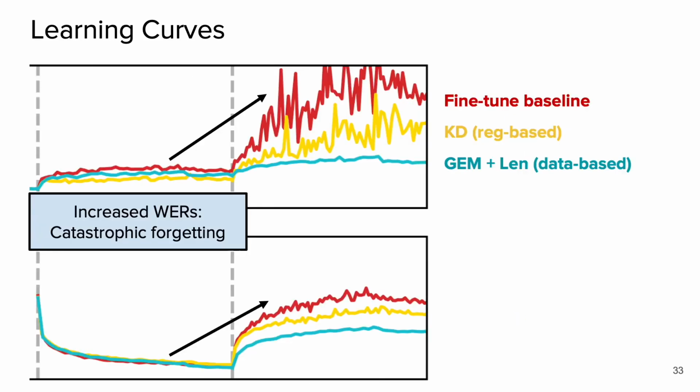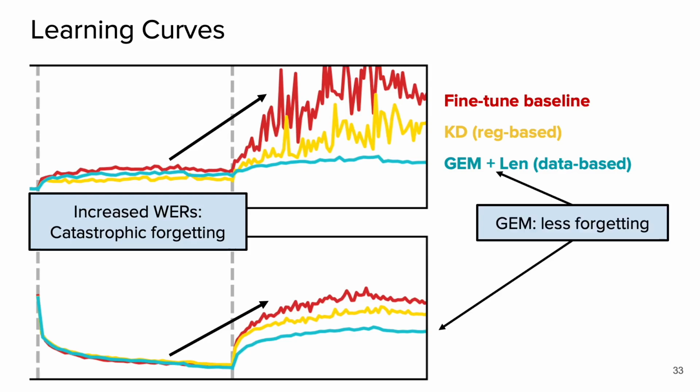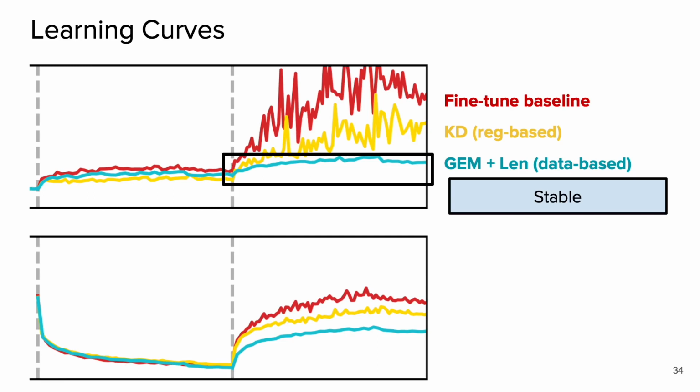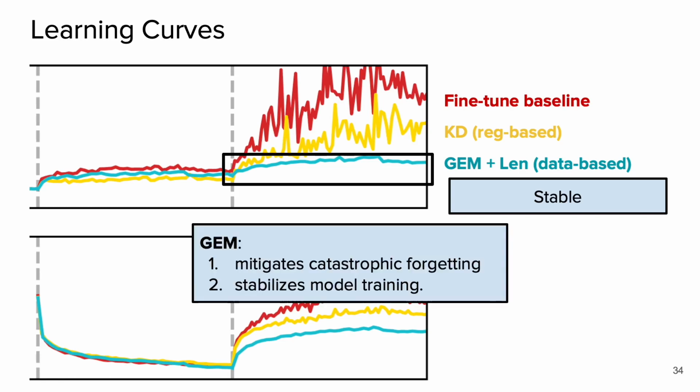First, the increased word error rates indicate severe catastrophic forgetting occurred when using fine-tuning and knowledge distillation. But GM had less forgetting. Next, the first two methods made the learning curves oscillate severely. In contrast, the curve of GM is more stable. So we conclude that GM mitigates catastrophic forgetting and stabilizes training.